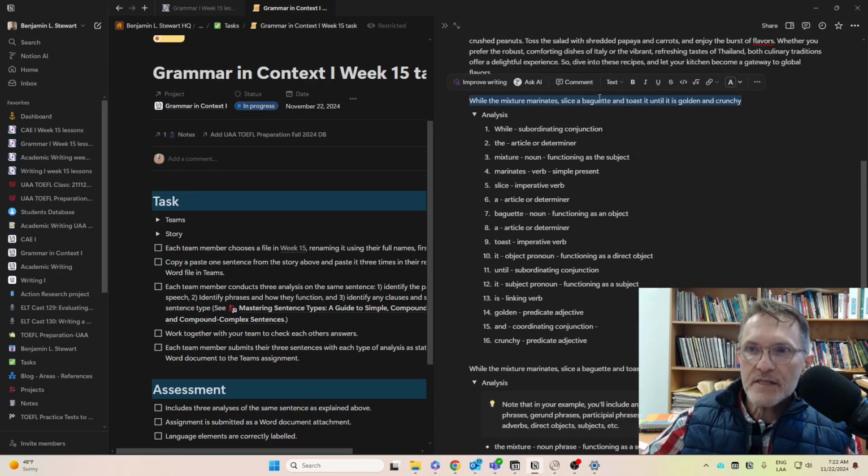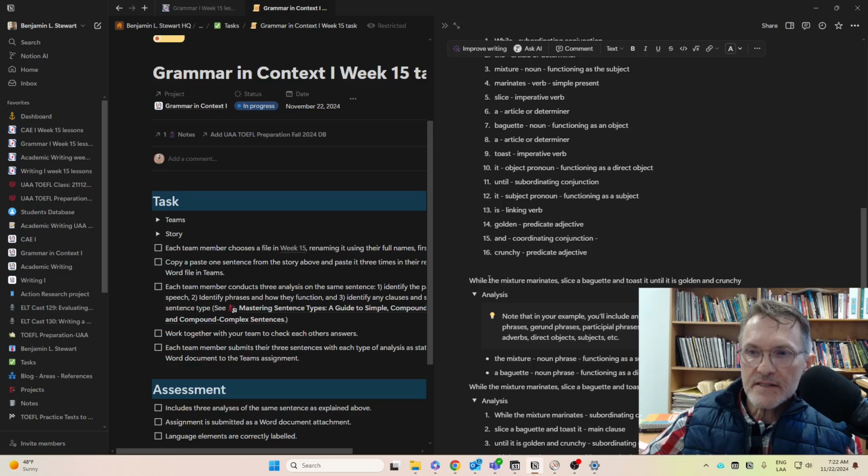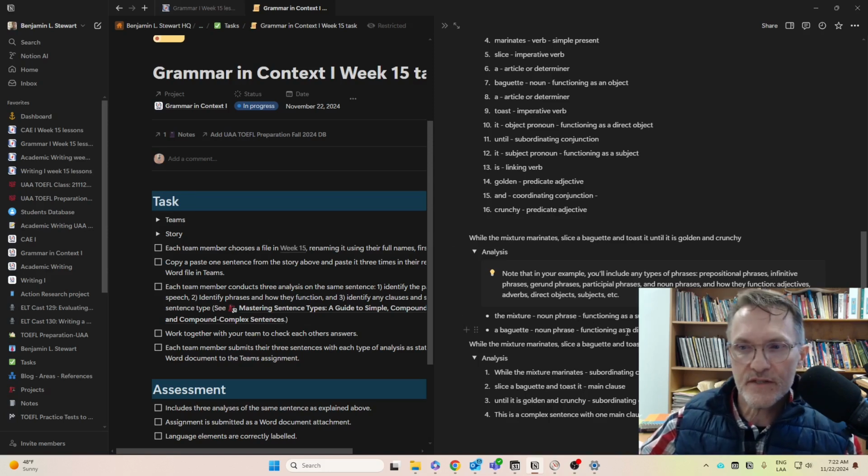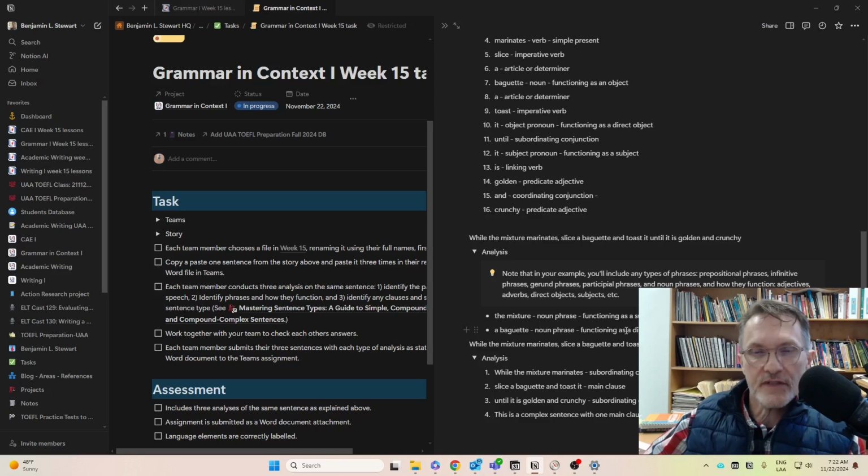And then I've copy and pasted the exact same sentence again, a second time here, and I've conducted another analysis, but this time at the level of the phrase. Now in this case, there are only two examples of two different noun phrases, but again, I want to try to indicate how they're functioning. In this case, one noun phrase is functioning as the subject, another noun phrase is functioning as a direct object.